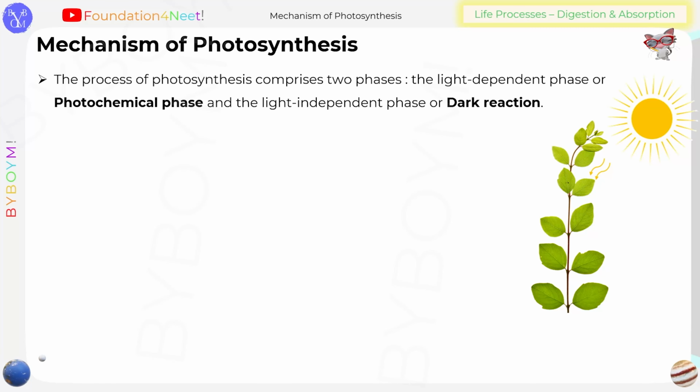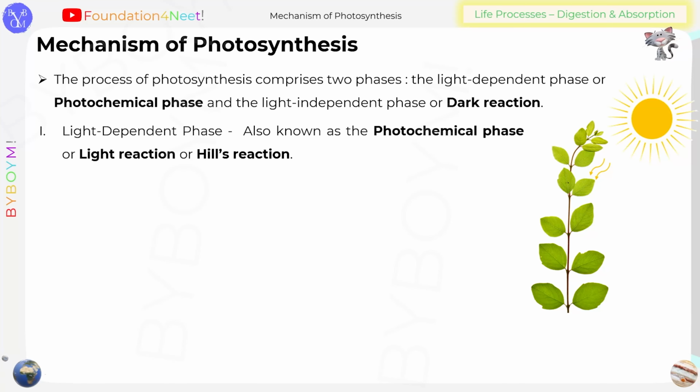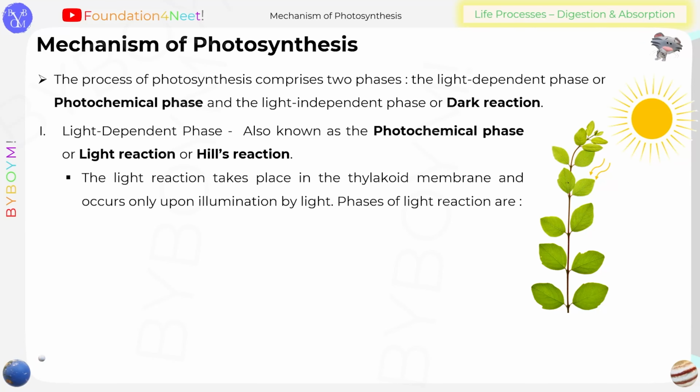The light dependent phase is called so because it happens only in the presence of light, whereas the light independent phase can occur in the presence as well as absence of light. The light dependent phase is also known as the photochemical phase or light reaction or Hill's reaction. The light reaction takes place in the thylakoid membrane, whereas the dark reaction takes place in the stroma of the chloroplast. Light reaction can only occur upon illumination by light. There are four phases of light reaction.